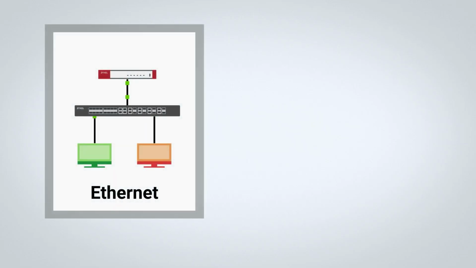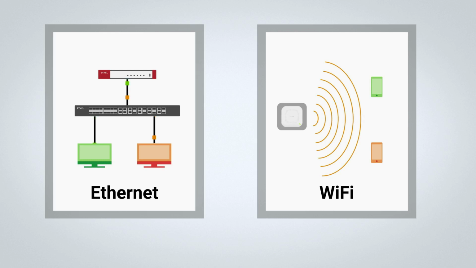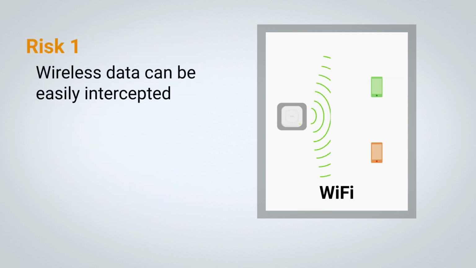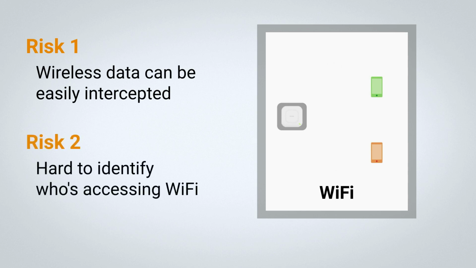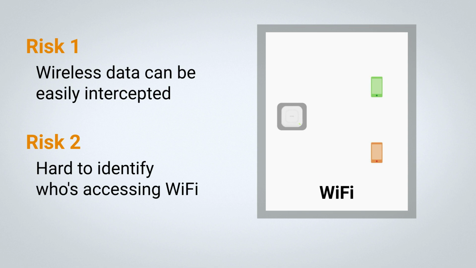In wired network, signals are transmitted between devices through cables. While in Wi-Fi transmission, data travels through wireless radio waves in the air. This approach inherently presents two risks. Firstly, messages can be intercepted by anyone. And secondly, compared to wired networks where devices connect directly to network ports, identifying users accessing the wireless network is more challenging.